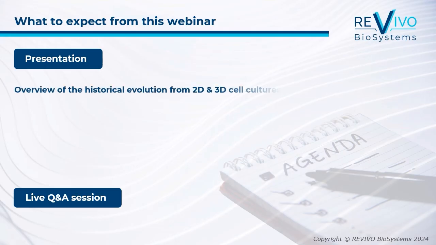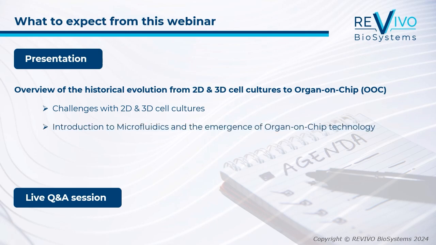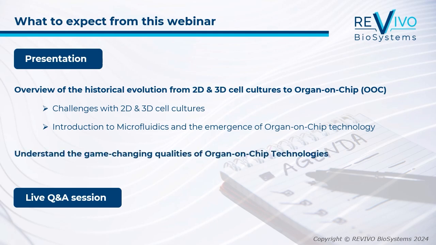The first part of this webinar will provide an overview of the historical evolution from 2D and 3D cell cultures to organ-on-chip. We'll mention the challenges associated with 2D and 3D cell cultures, continue with introducing the field of microfluidics and the emergence of organ-on-chip technologies. Further, we'll discuss the advantages and applications of organ-on-chip.